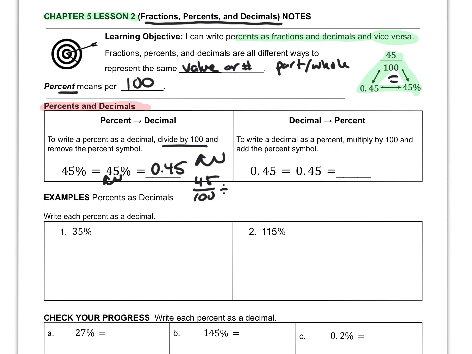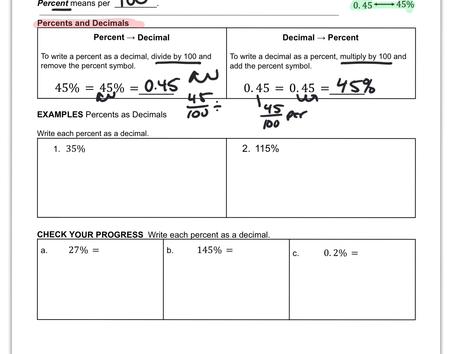The other way around, to go from a decimal to a percent, you multiply by 100 because this is the same as 45 hundredths, or 45 per 100, or 45 per cent. So you're just moving 2 places to the right. So that's the trick there. See if you can try some examples down below.